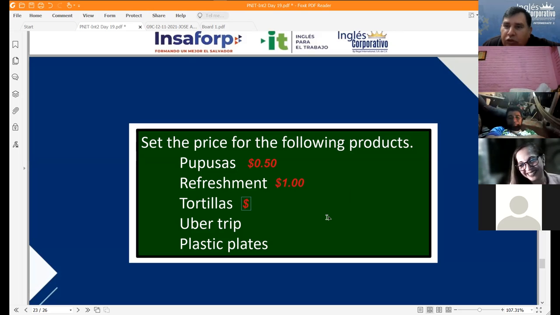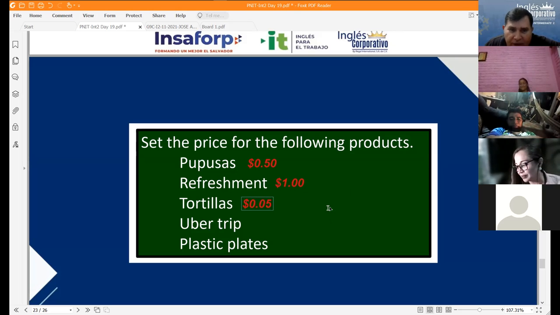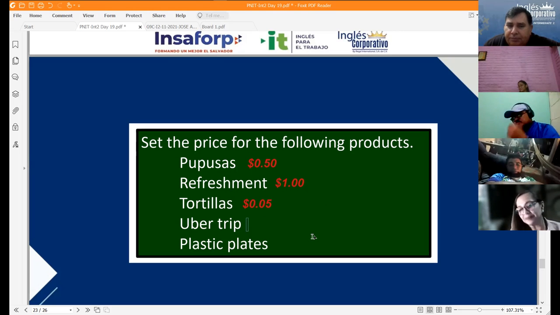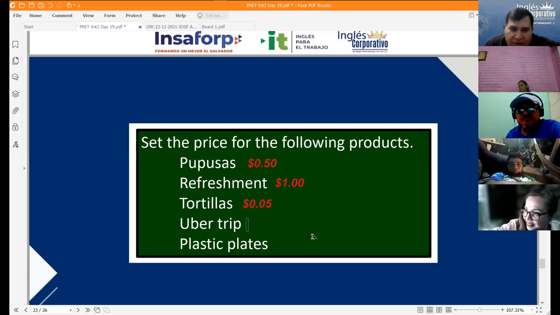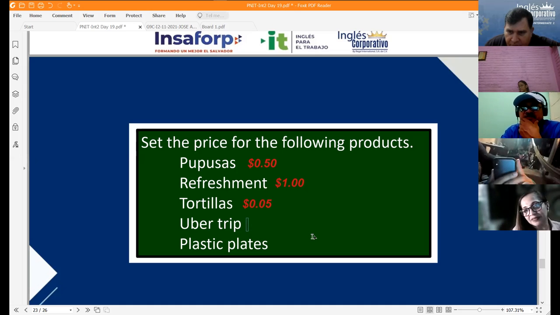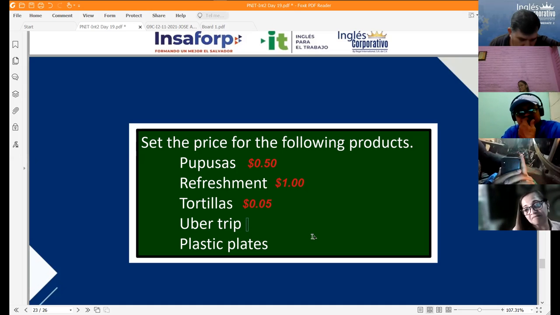How about tortillas? How much? Tortillas, I don't know. Yeah, 5 cents. An Uber trip? It depends on the kilometers. It depends on the distance, right? Yes, depends. $0.75 per kilometer. Okay. So we say.